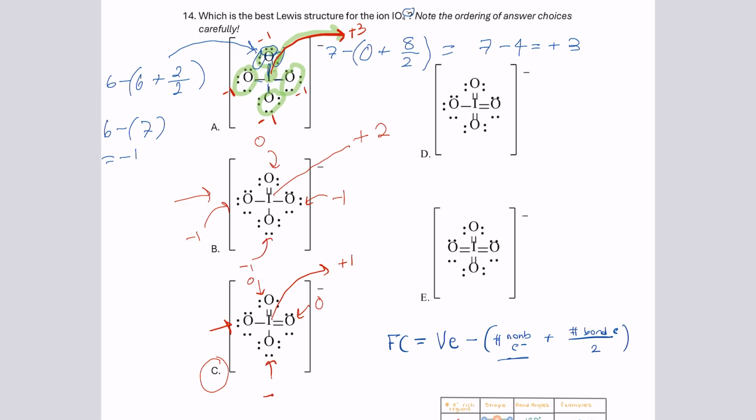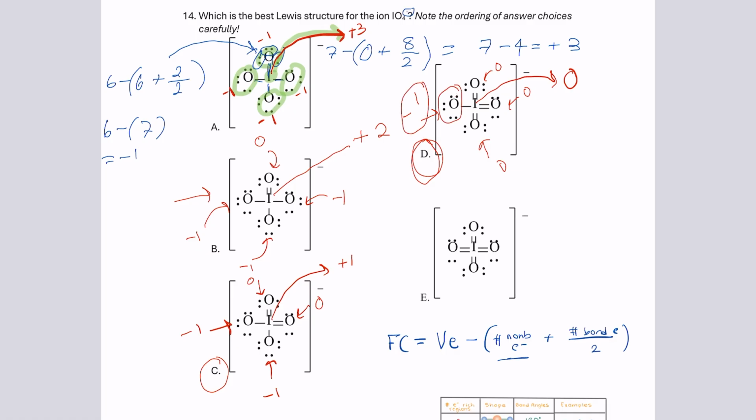Then in the Lewis structure shown in answer choice D, these 3 oxygens all have a formal charge of 0, and this oxygen has a formal charge of negative 1. And then iodine here actually has a formal charge of 0. So in structure D, there's only one formal charge. It's a negative 1, and it's associated with the oxygen atom.